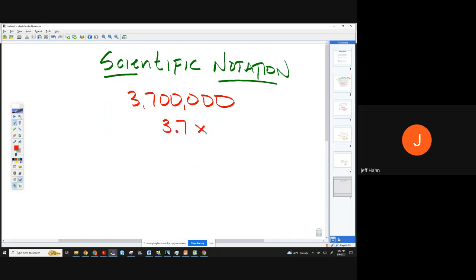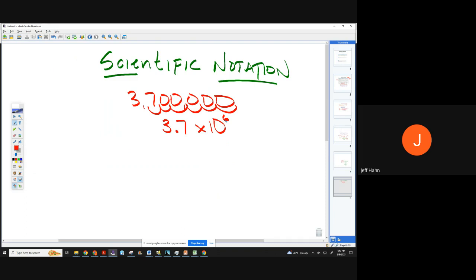You write down the times 10, and then how many places did I move that decimal? 1, 2, 3, 4, 5, 6. And that's your exponent. Okay. And what does that really mean? Well, this is a shorter way of writing this.